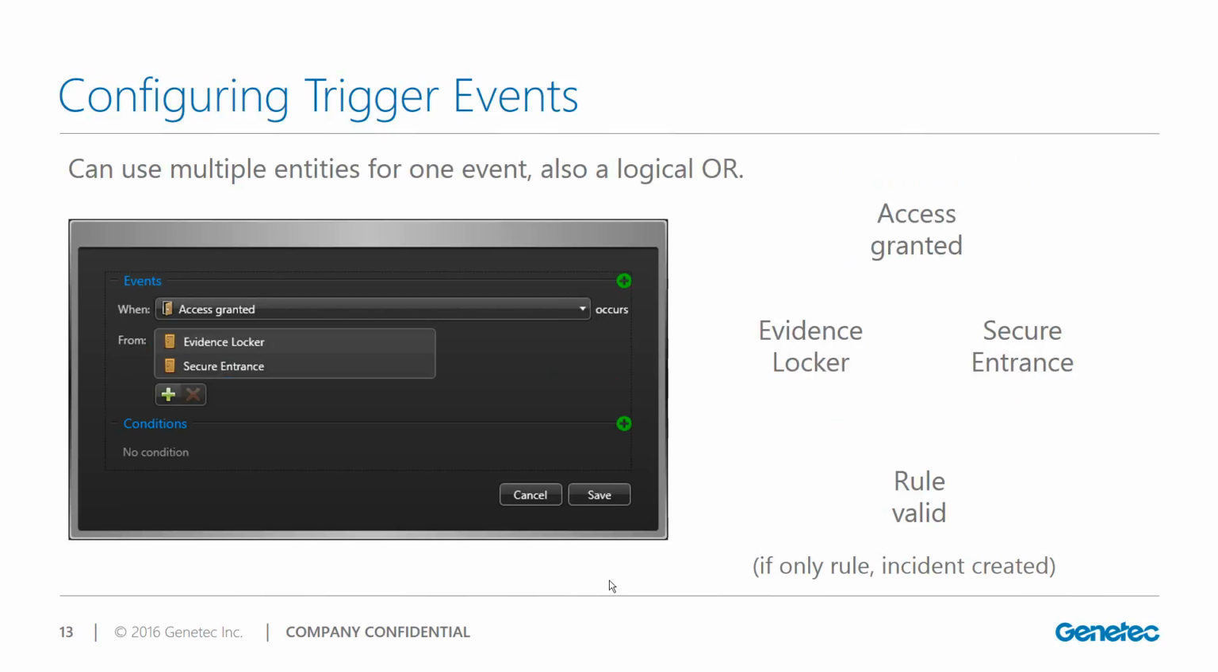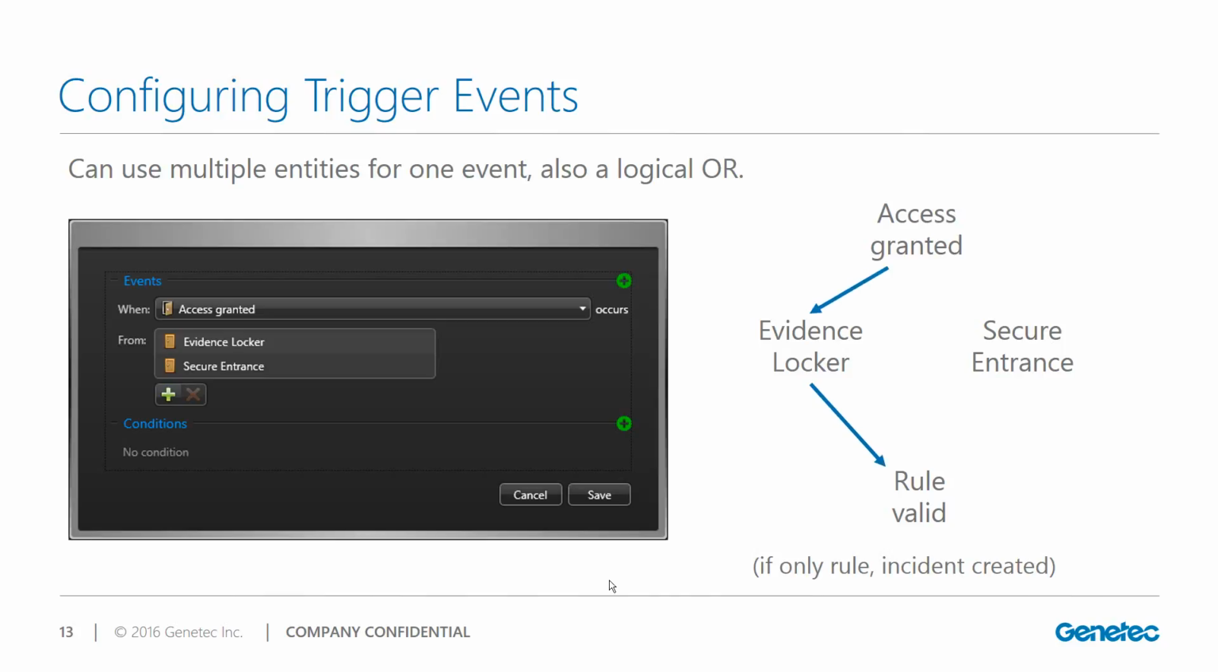We can also add more than one entity to an event as well. The entity list is also considered to be connected with an OR. So in our example here, we want to get an access granted event in order for the rule to be valid, and it can either come in from the evidence locker door entity or the secure entrance door entity.